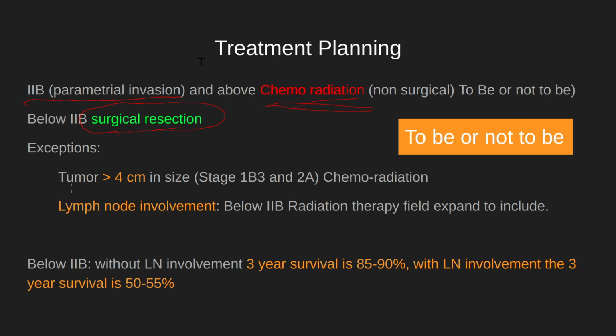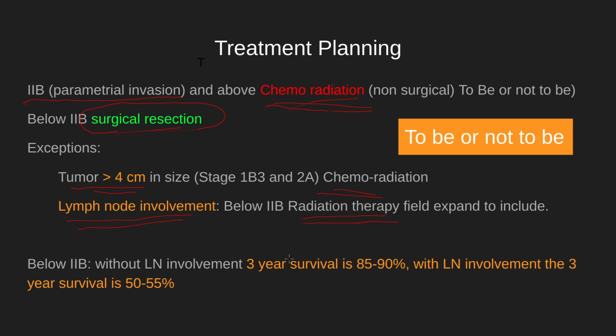And if the tumor is greater than 4 centimeters in size and less than 2B in stage, the patient should undergo chemoradiation as well. Another exception is lymph nodal involvement. If the lymph nodes are positive and the tumor is below 2B, they qualify for radiation therapy with a field of radiation including the involved lymph nodes.